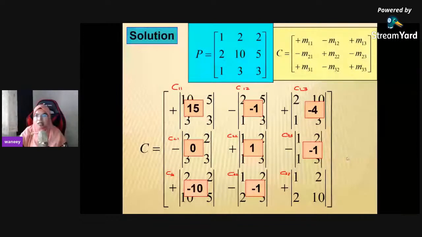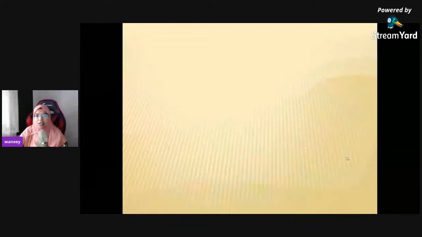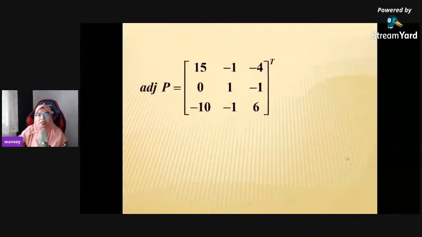And then C33. So deleting third row, third column. So 1 times 10 minus 2 times 2. So it will become 10 minus 4, which is simply equal to 6. Okay, so the cofactor is 15, negative 1, negative 4, 0, 1, negative 1, negative 10, negative 1, and 6.